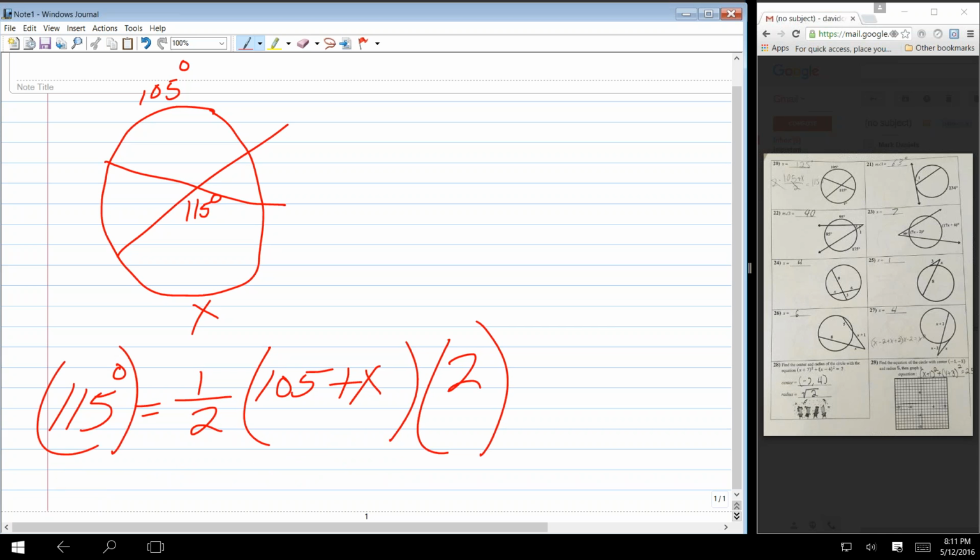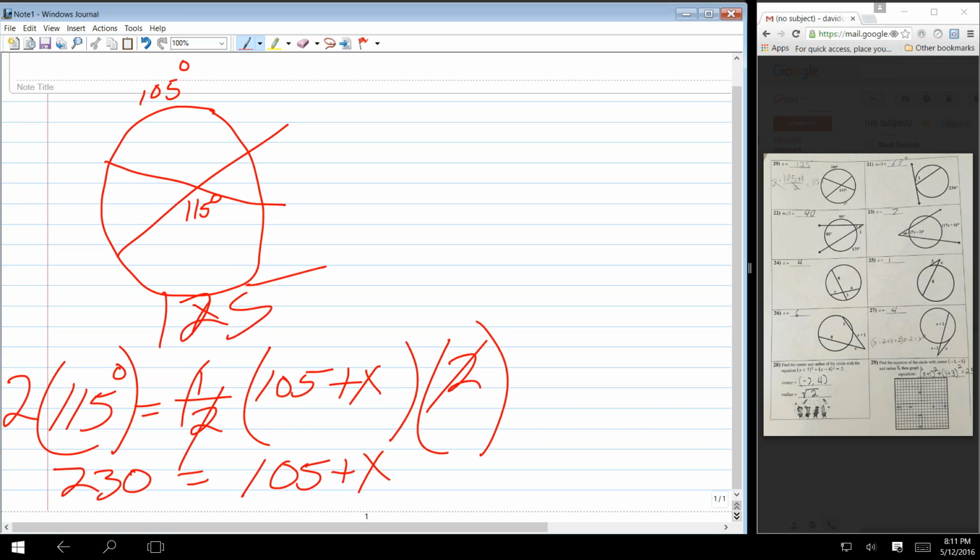Right. You have to multiply the left side by 2. That's how I got 230. That 2 cancels with that, and that makes sense. I'm left with just 105 plus x. And now x is equal to 125.